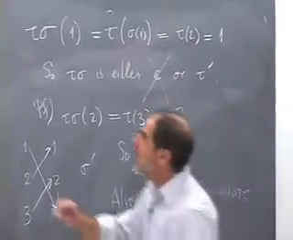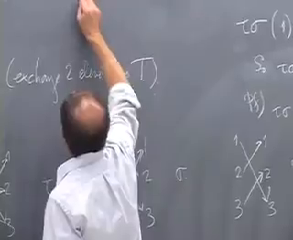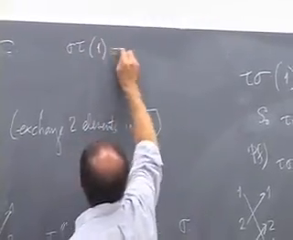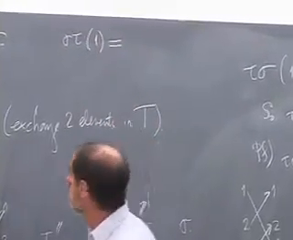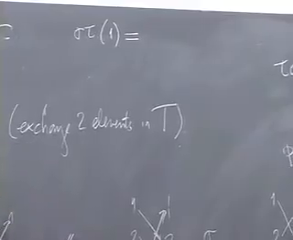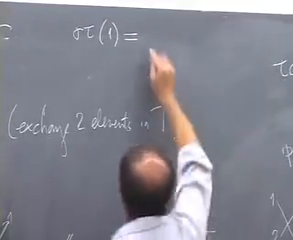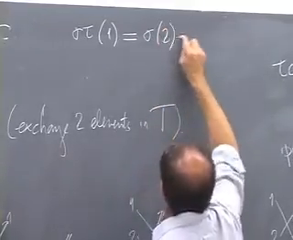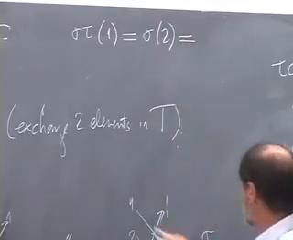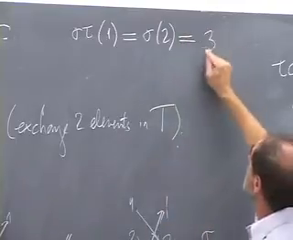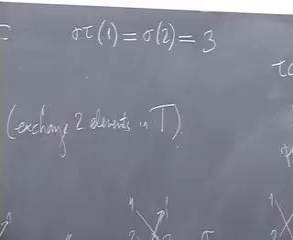We've got that. Let's now compute what sigma tau is. Well, we'll compute sigma tau by computing it on 1. Okay, we start off with tau of 1, which is 2. So this is sigma of 2, and sigma of 2 is 3. So sigma tau of 1 is 3.